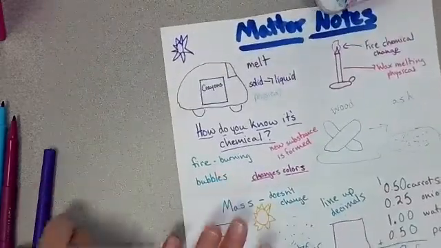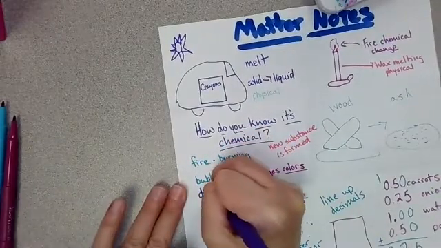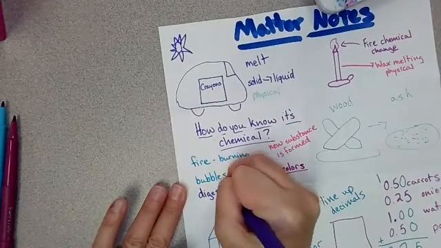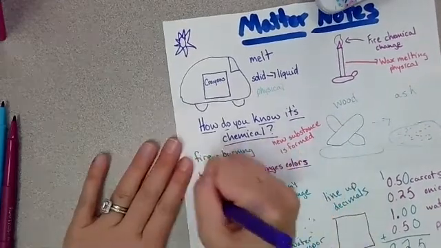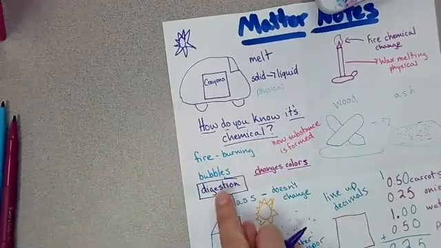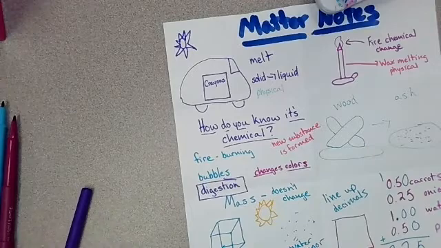One more thing. Come back up here. How do you know it's chemical? I want you to write the word digestion. Y'all cool with that? Remember, digesting any type of food is always chemical because it's mixing with acid. All right, and I think that is it.